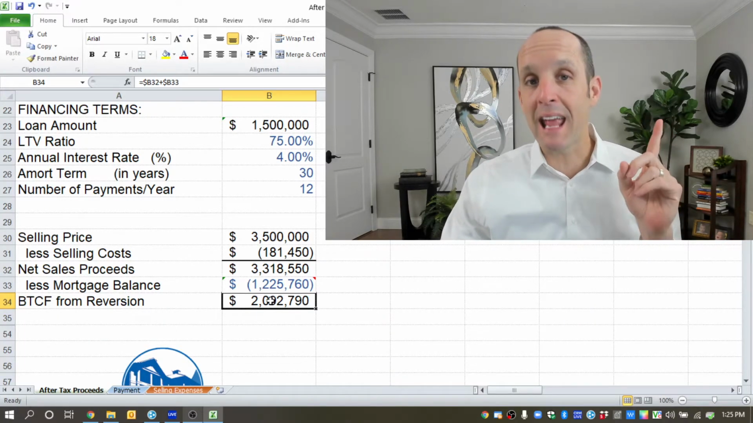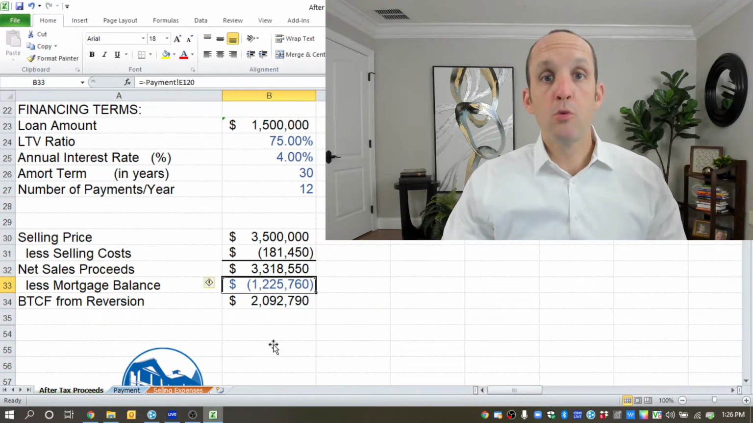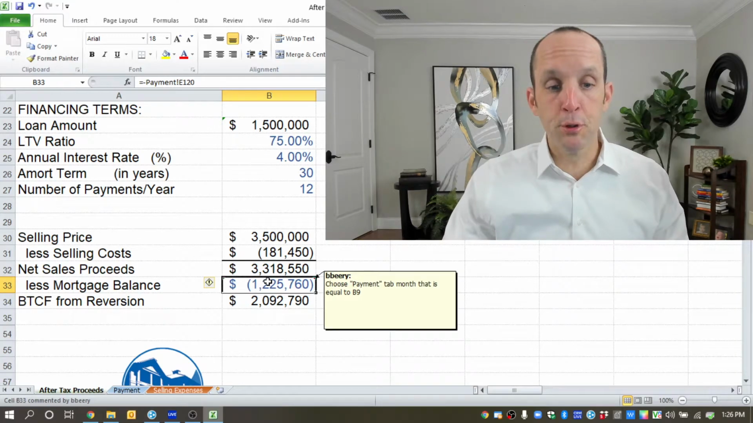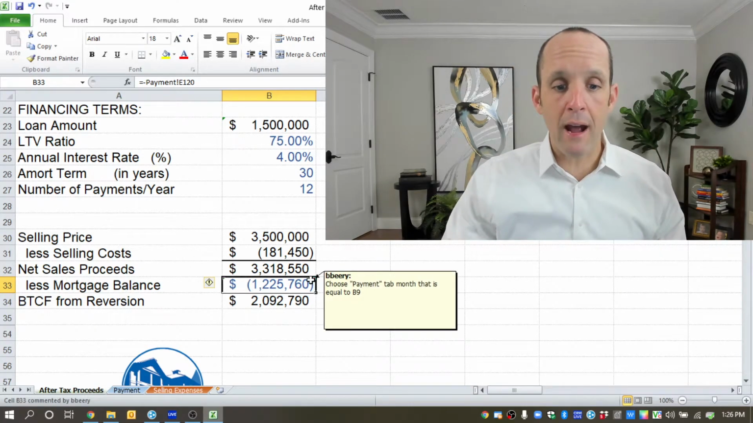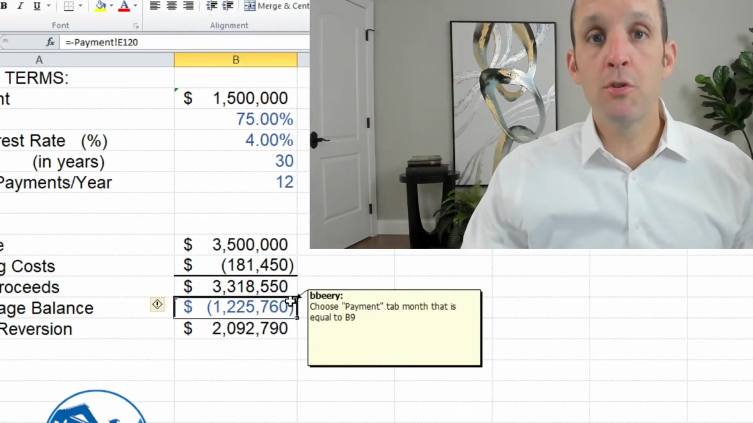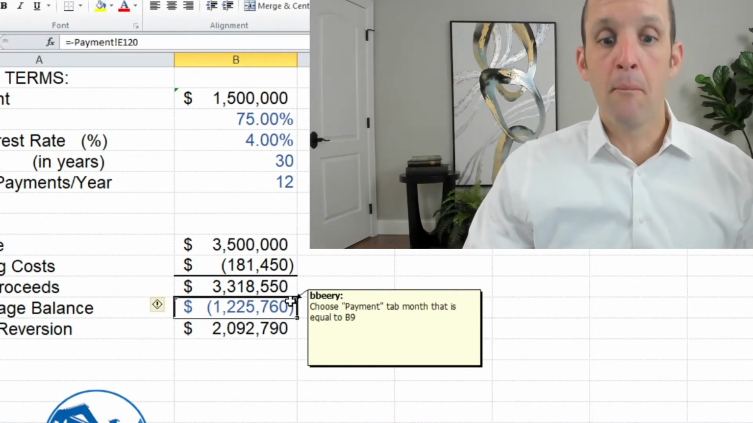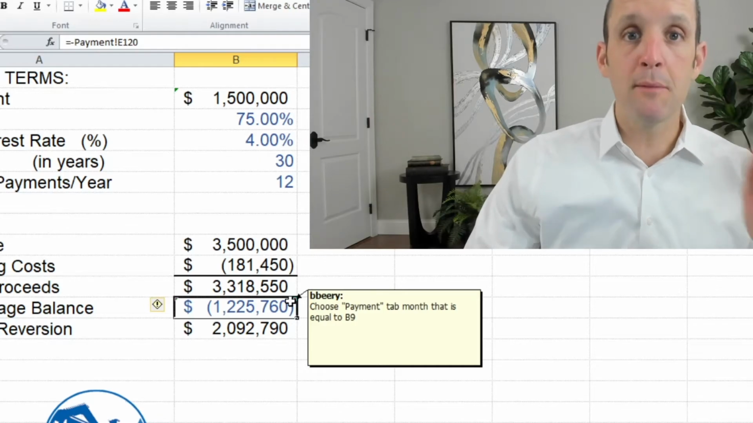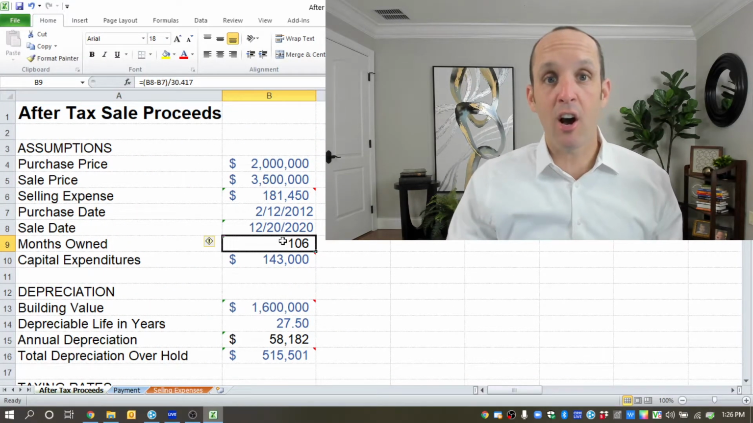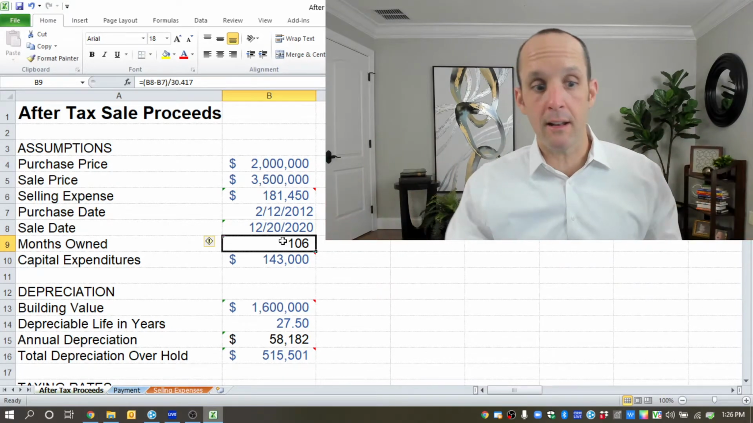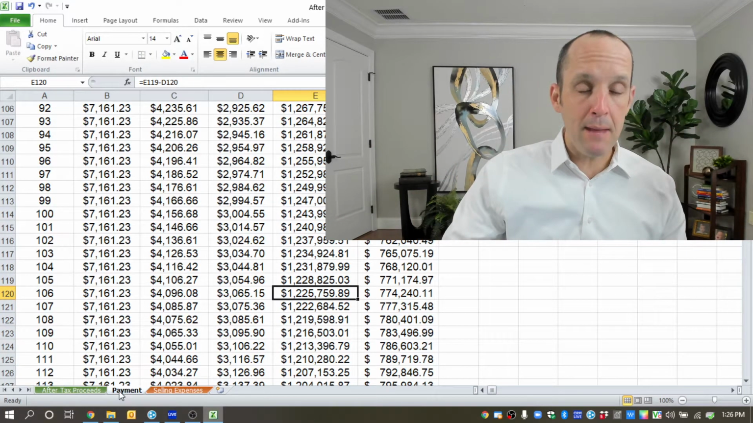Now, where does the ending loan balance come from? You will notice two things here. That's a blue input number, which means you need to do something. And number two, I have a note here. The note says choose the payment tab month that is equal to B9. So that means we need to go up to B9. That's the 106-month hold period. And we're going to go into the payment tab.